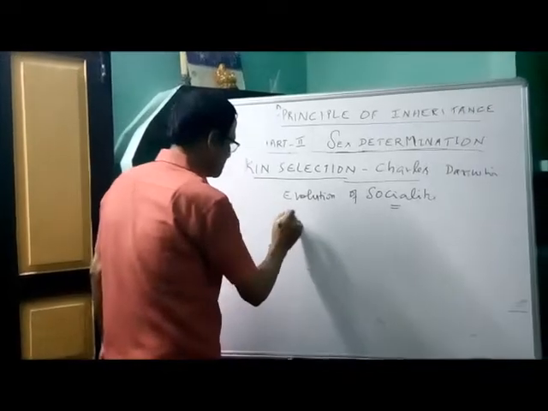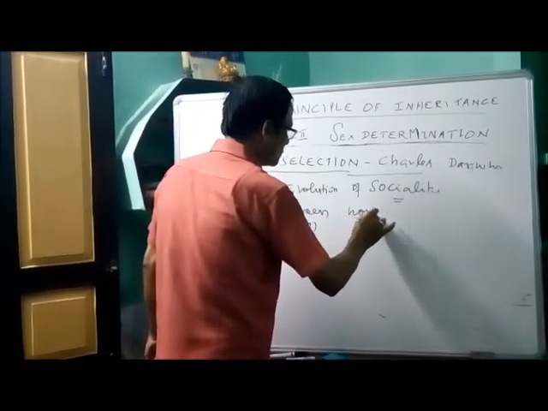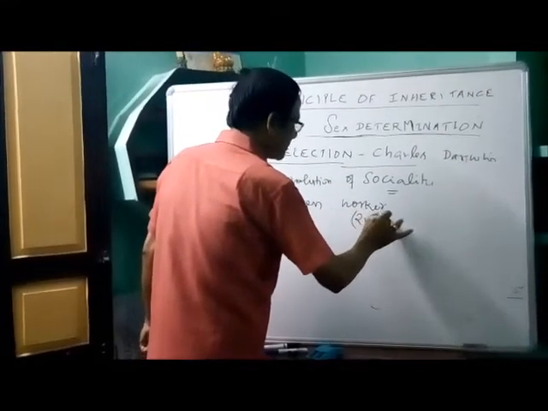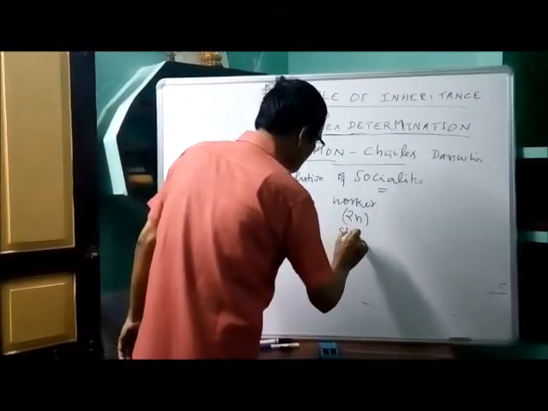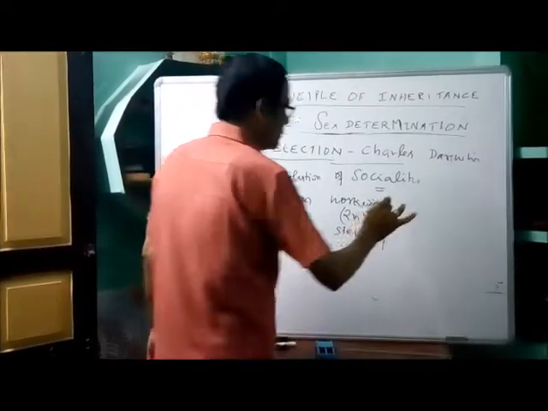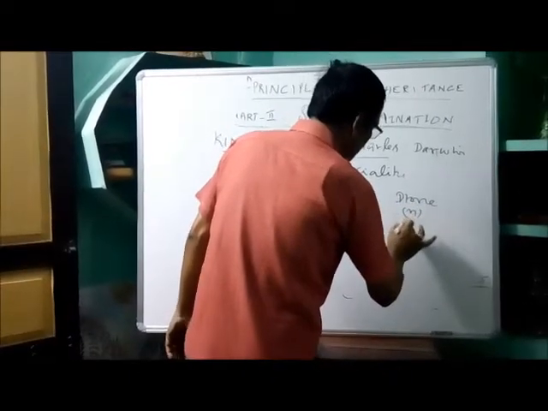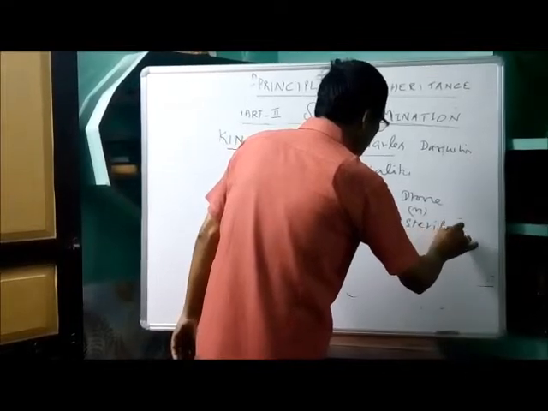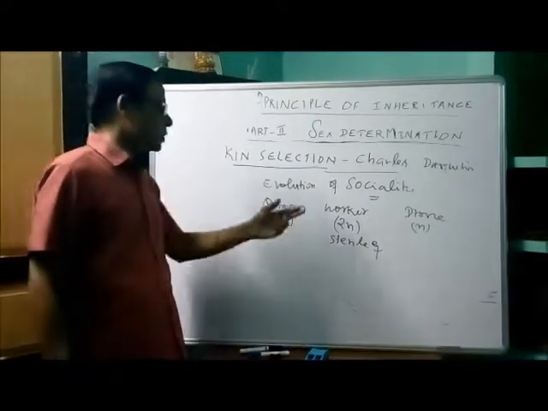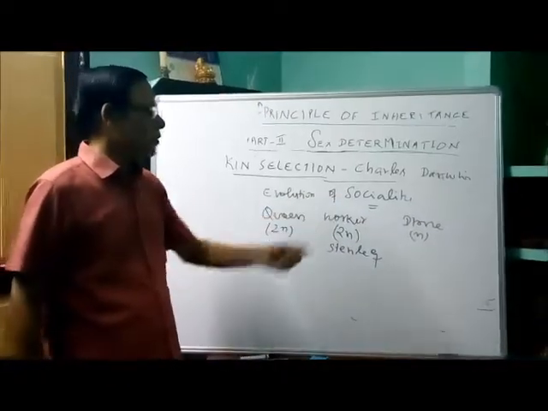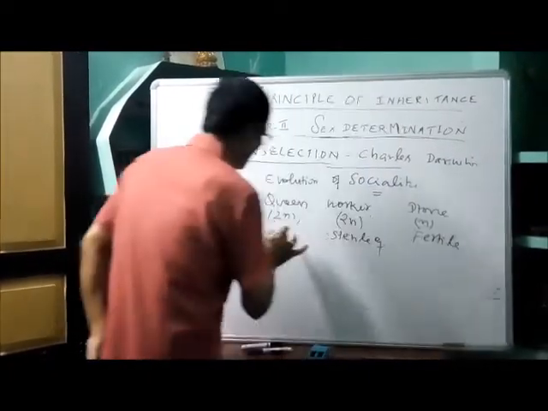One is the queen, which is normally diploid. Another one, the worker. This is also diploid. This is nothing but a sterile female, not able to reproduce. Another one, the drone. This is haploid, n number. So queen diploid, worker diploid, but it is a sterile female, and the drone is normally fertile in nature. And the queen is also fertile.